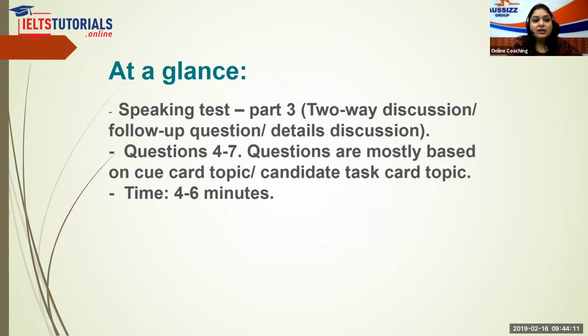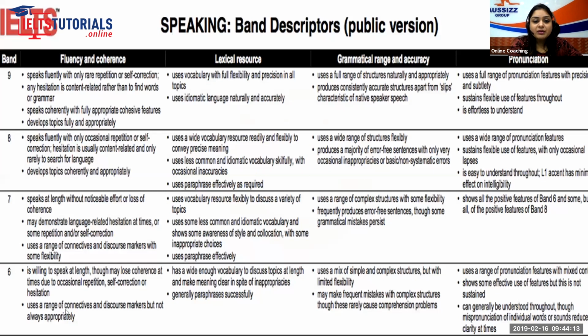Now, let's start with the band descriptors of speaking, because you should understand on what basis examiners will give you the bands. What is the assessment criteria for speaking?